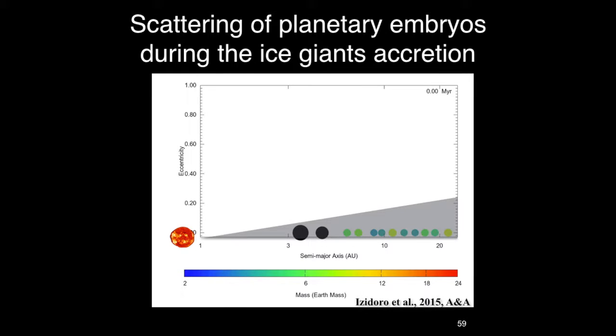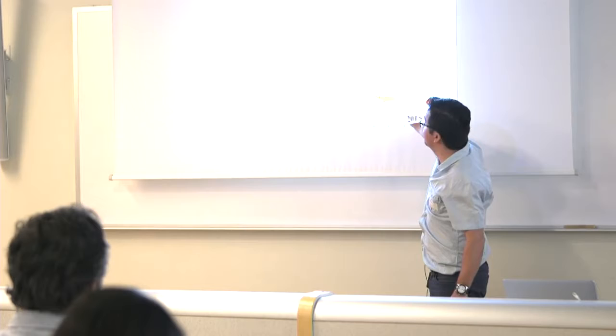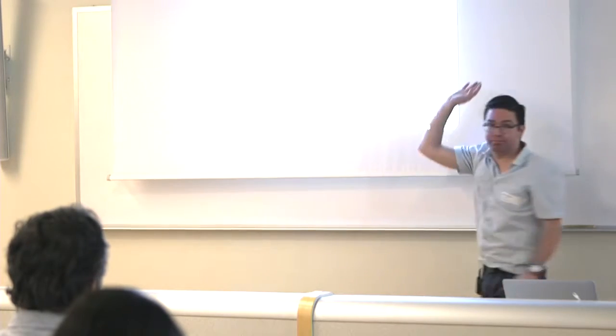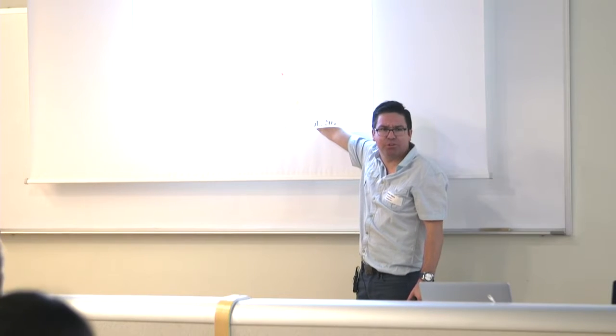They start to migrate inwards, they scatter each other, they collide, and eventually we end up with a few planets. That looks something like the solar system. We have 3 ice giants. And during this process of formation of these 3 ice giants, some of them were ejected from the solar system. So here you have 3 ice giants, but you can ask, why do we have 3 if the solar system has only 2?